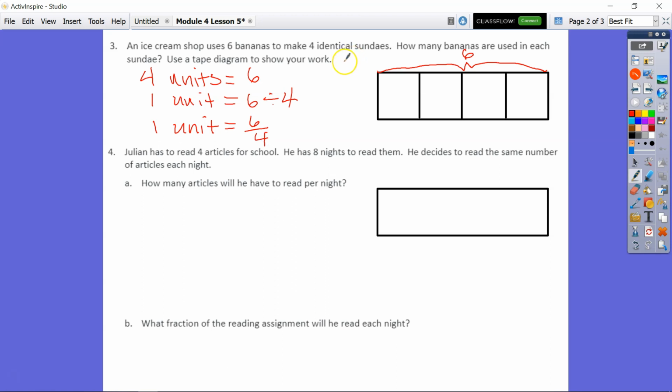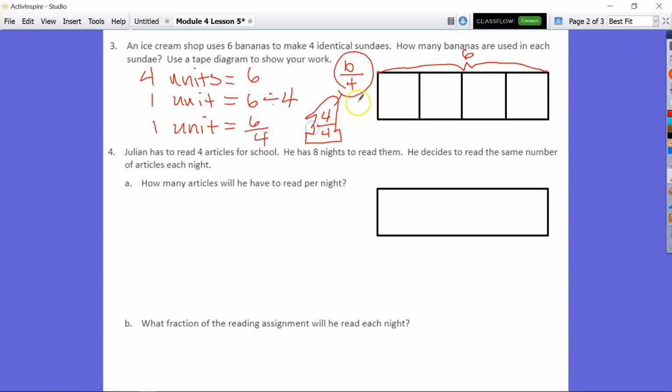Now 6/4, we can break that down, use a number bond here, and say we know that 4/4 is equal to 1 whole, and then we have 2/4 remaining. So 6/4 is equal to 1 2/4, which is also equal to 1 1/2. Alright? So that means that each one of these would be 1, 2, 3, 4, 4.5, 5, 5.5, 6. Let's look at number 4 next.